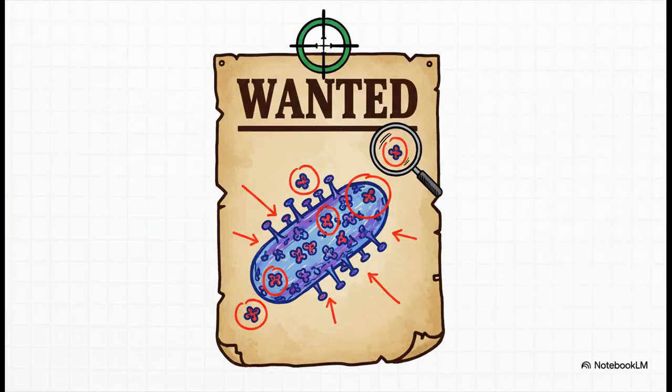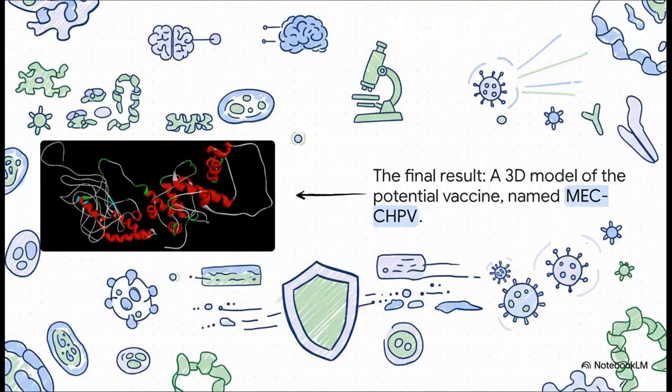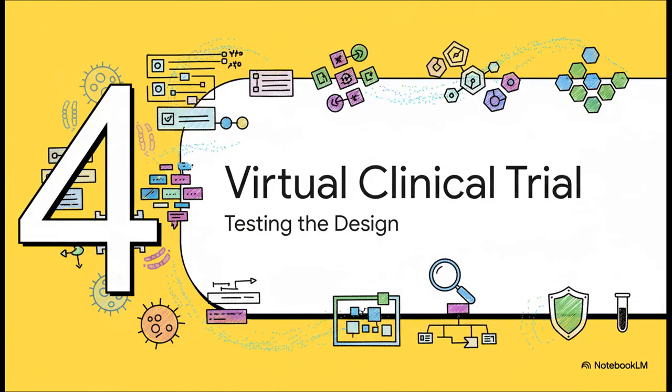A really great way to think about these epitopes is to imagine them as most wanted posters for the virus. The whole idea is to show the immune system the most distinct features of the bad guy, so it knows exactly what to look for and what to attack. And here it is. This is the final digital product. This 3D model is the potential vaccine, a molecule built from all those most wanted posters, which the researchers gave the name MEC-CHPV.